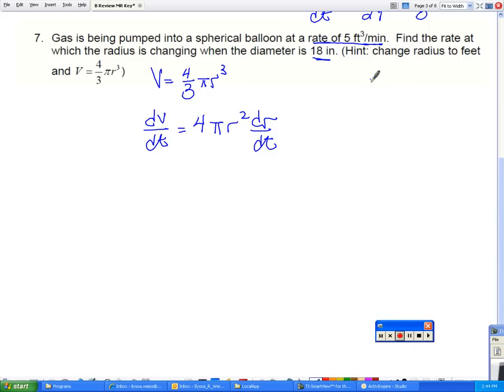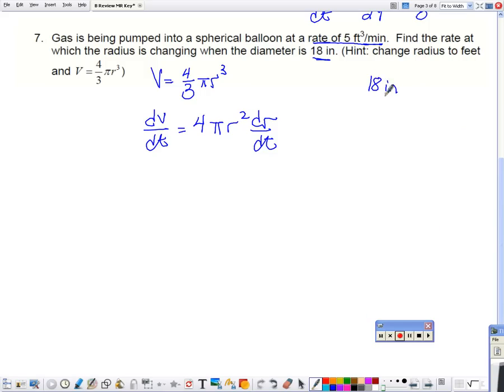So to do that, 18 inches, changing that unit to feet. Well, it's 1 foot for every 12 inches. So 18 over 12, that is 3/2 or 1.5 feet. But that's the diameter. So the radius is half of 3/2. So 3 over 2 times a half, and that's 3/4.